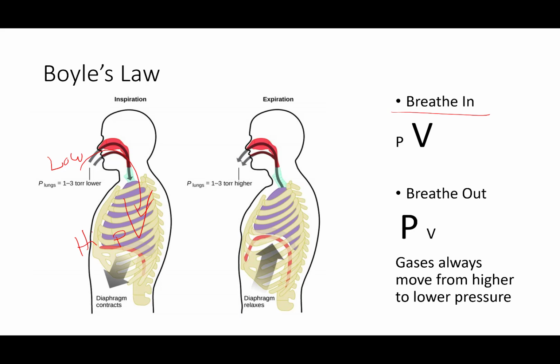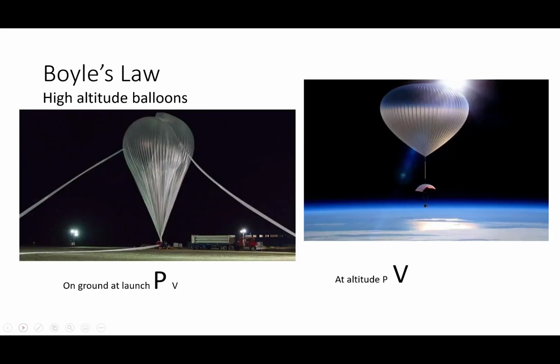When you breathe out, the diaphragm relaxes and the volume here decreases, which increases the pressure here. And again, gases move from areas of high pressure to low pressure, and the gases move in that direction. This is, again, Boyle's Law in action. Change in volume, change in pressure.